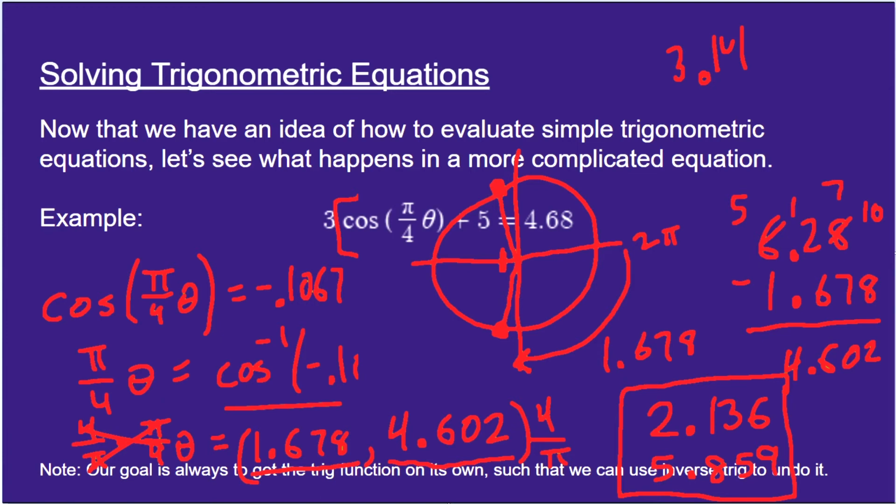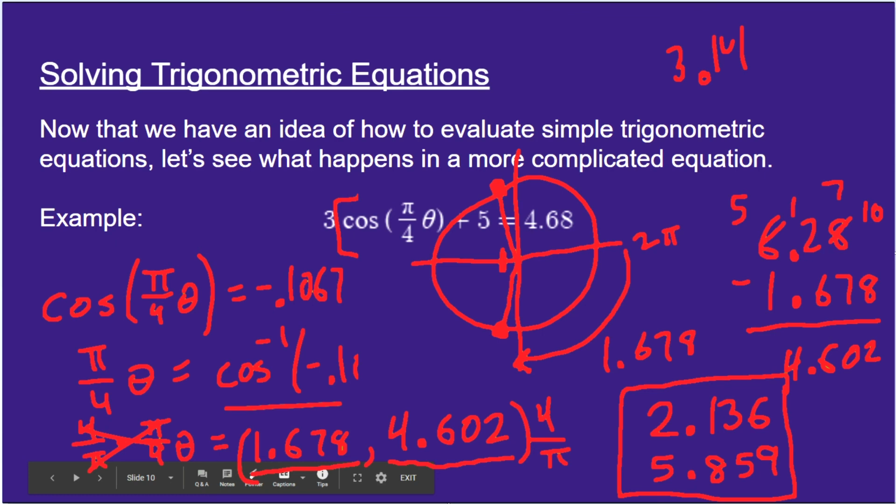Oof. That didn't turn out so pretty, did it? There we go. Now we can see it nicer. So our two solutions were 2.136 and 5.859.